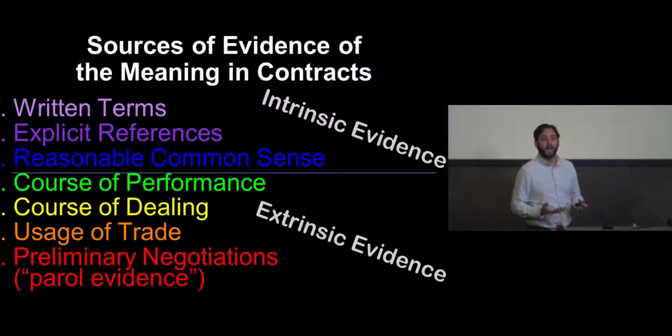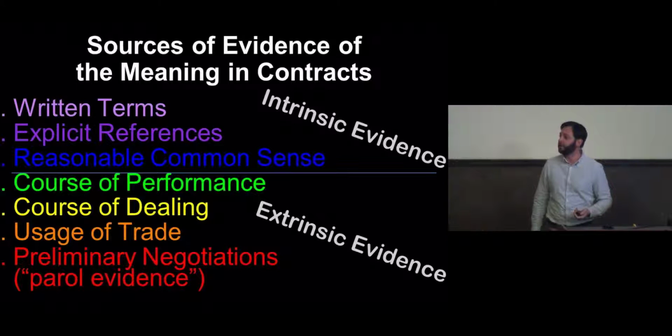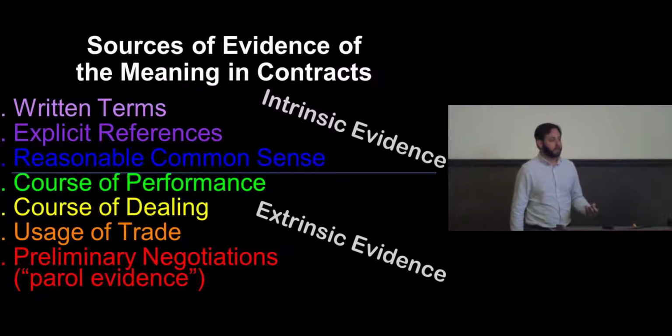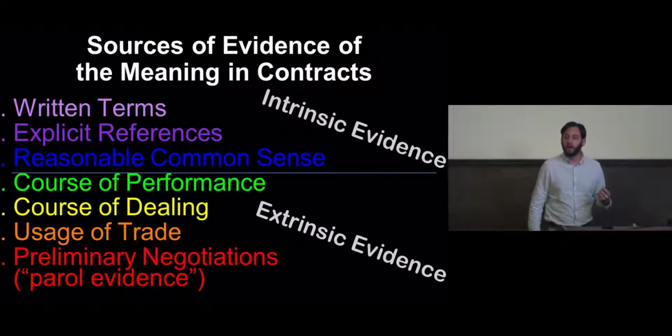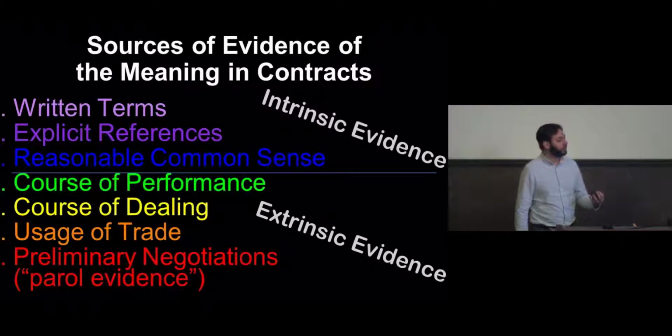The first and best evidence of what parties intended is what they actually wrote down. There is no better evidence than what the parties actually wrote in their contracts. Now, as we'll see, courts don't always honor that, but certainly courts that apply an objective theory of contracts highly prioritize what was in the writing.